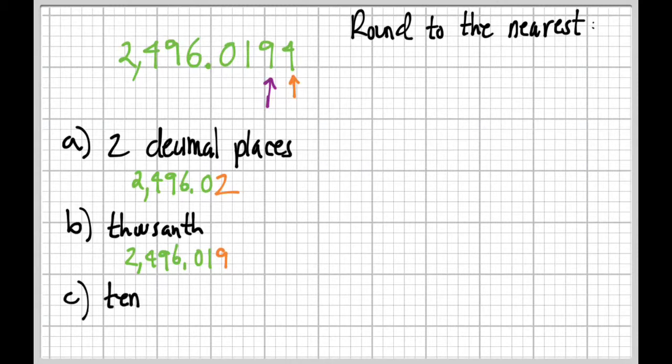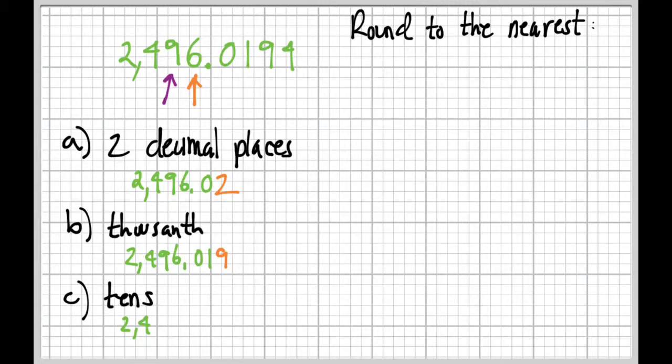Okay. Let's round it to the nearest tens, the nearest 10. The tens place. This time it's this 9. That 9 is in the tens place, and we're going to look at the number next to it. It's a 6, which is more than 5. So it's going to round up.